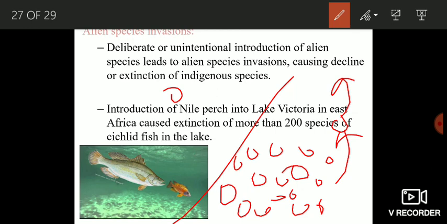An example is the introduction of Nile perch into Lake Victoria in East Africa. It has caused the extinction of more than 200 species of cichlid fish. When this Nile perch was introduced into Lake Victoria in Africa, almost 200 species of fish got extinct. This is the Nile perch.